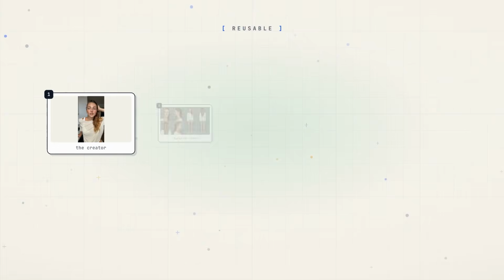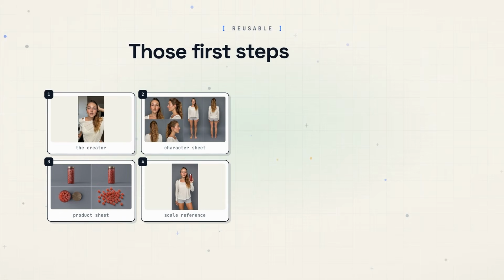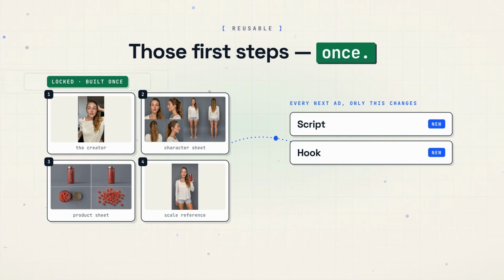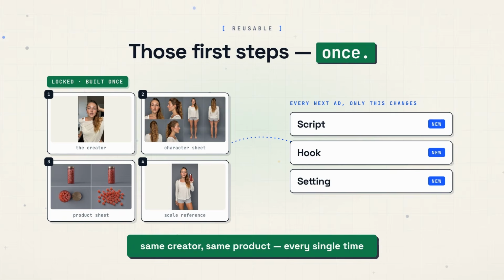Every step becomes the input for the next, locking the creator's identity, product's appearance, and its proportions throughout the entire workflow. The best part is that you only need to complete those first steps once for each creator and product. After that, every additional ad is just a new script, hook, and setting, while the same creator and product remain perfectly consistent.